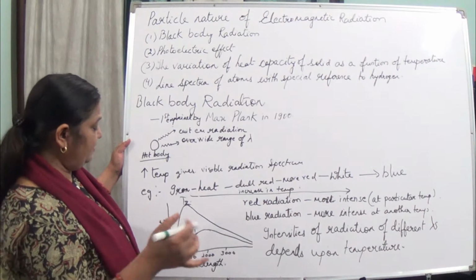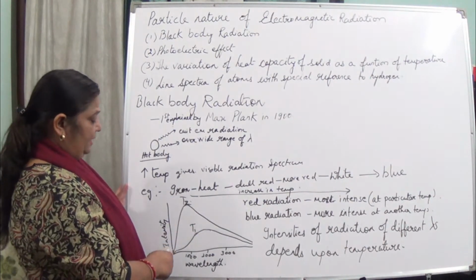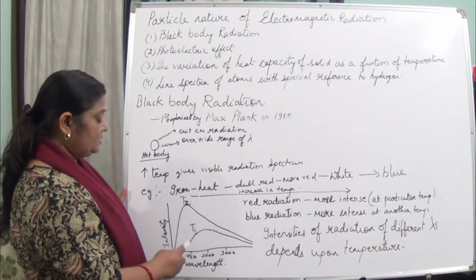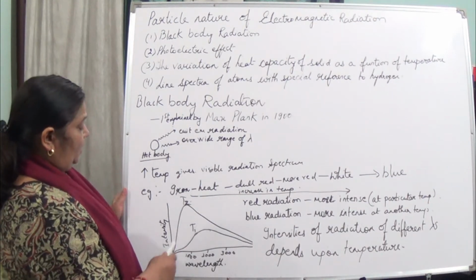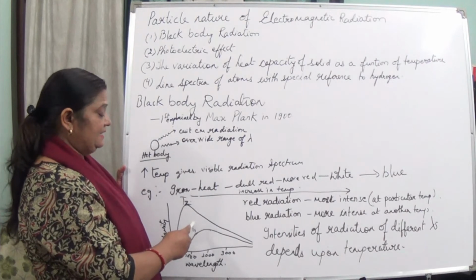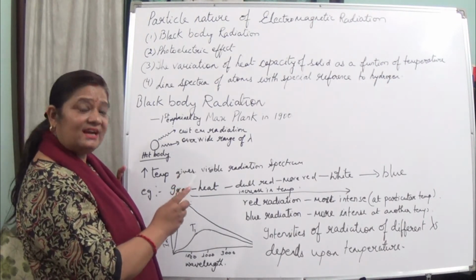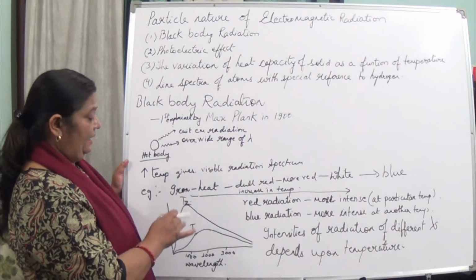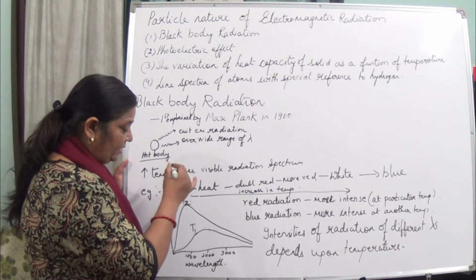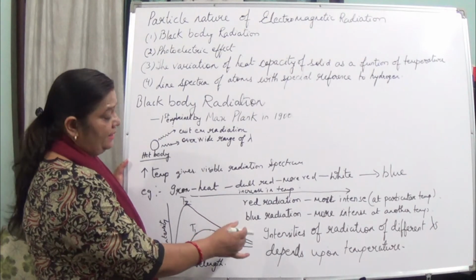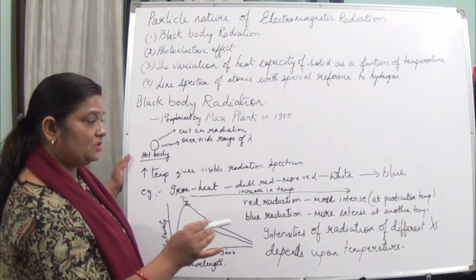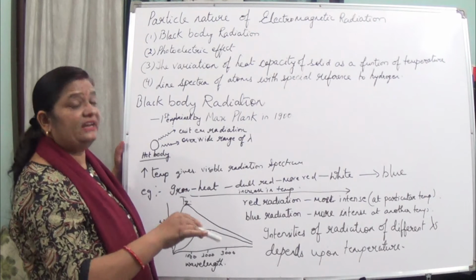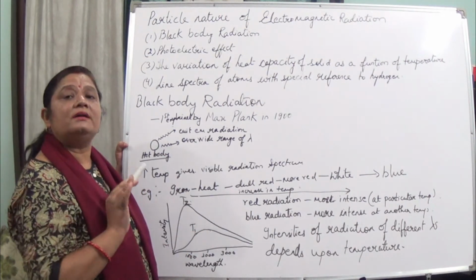With the graph you can see that I have plotted wavelength against intensity. First, as the wavelength goes on increasing, the intensity increases to a certain extent. Here T1 and T2 are different temperatures. Afterwards the intensity goes on decreasing. So the intensities of radiations of different wavelengths, suppose one is blue and another is red, depend upon the temperature.